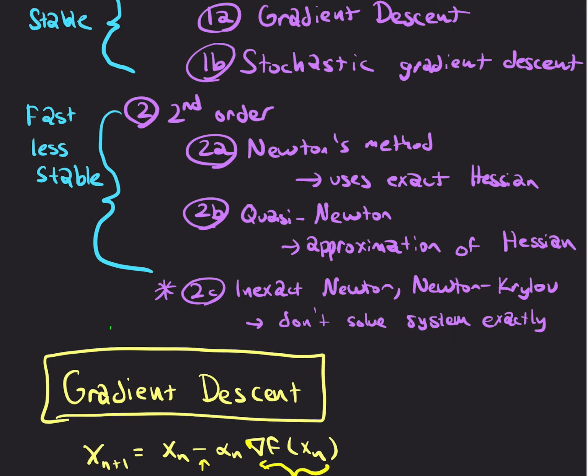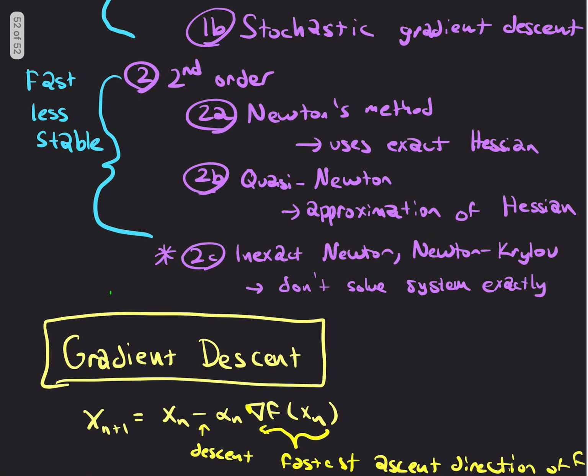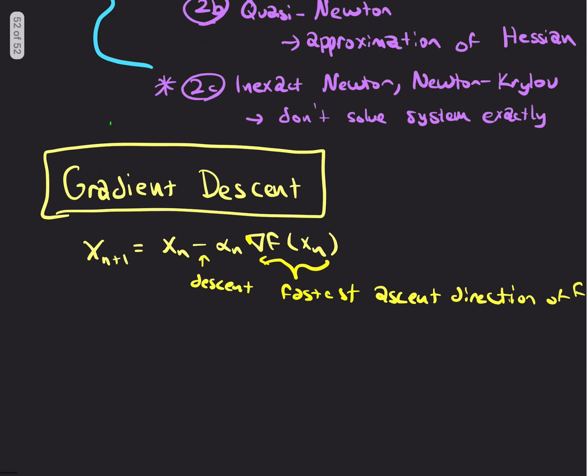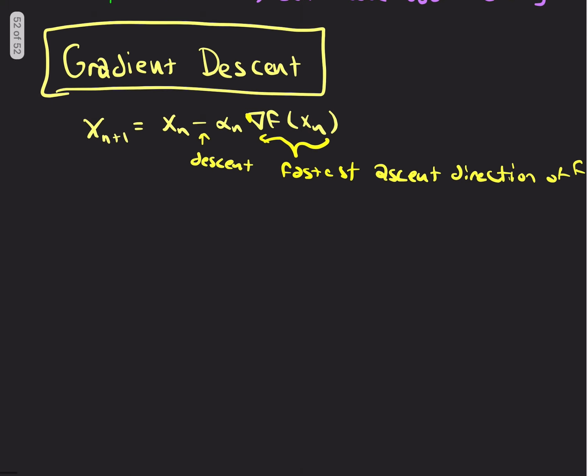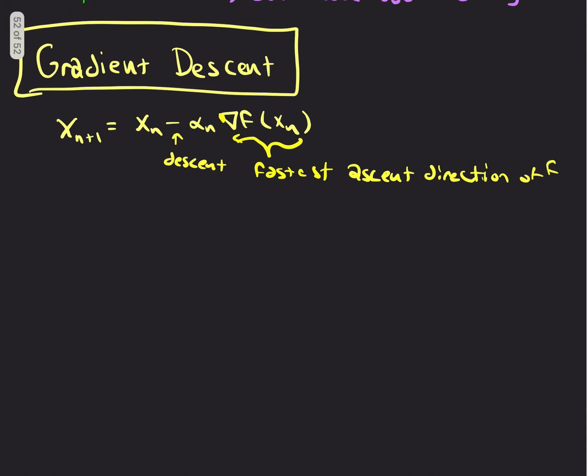And I put a star by this because this is the one I'll really try to focus on in this series, because I think it's the most flexible, fast converging method, but that'll be a few videos from now. So for now in this video, we'll talk about gradient descent and the Wolfe conditions.